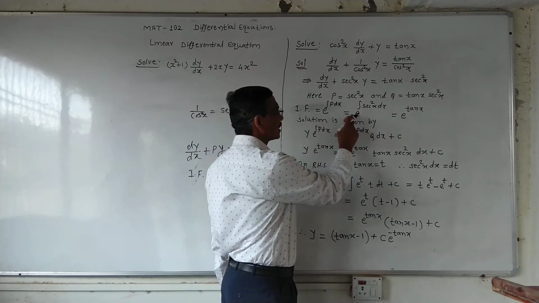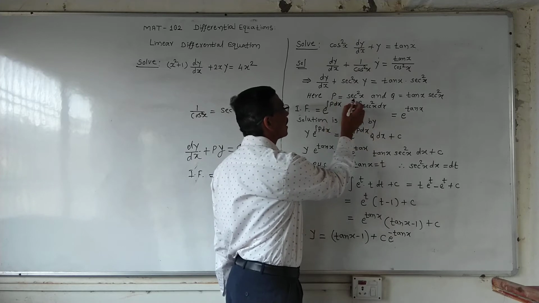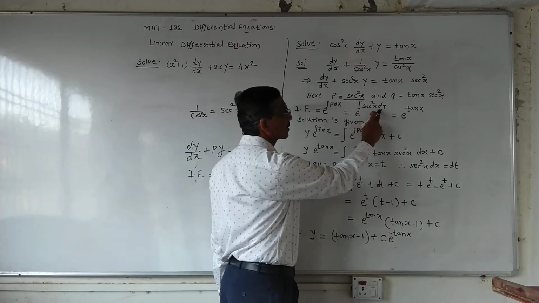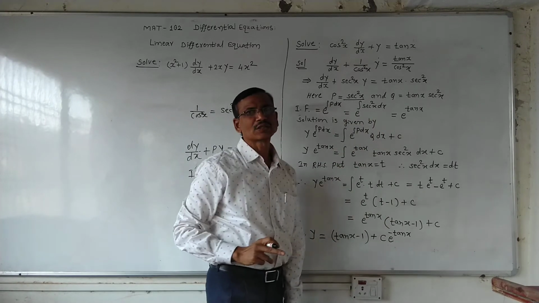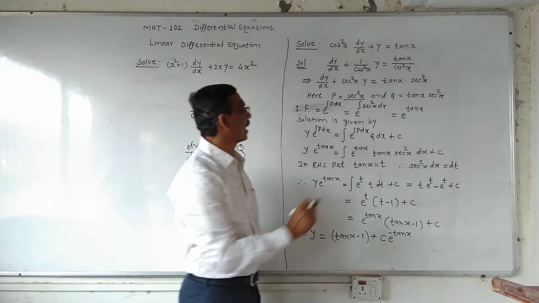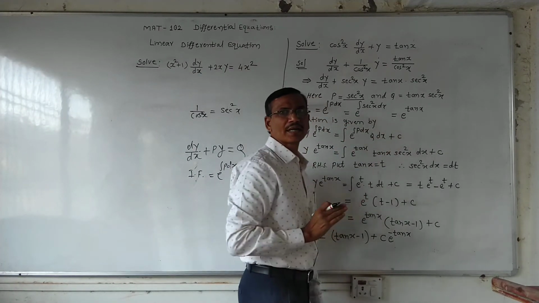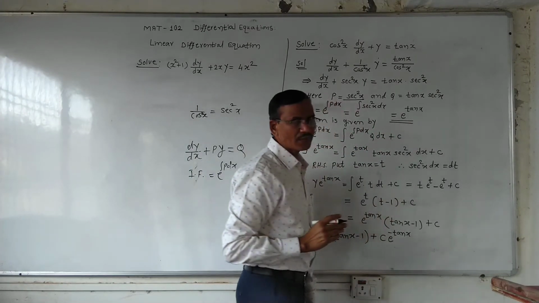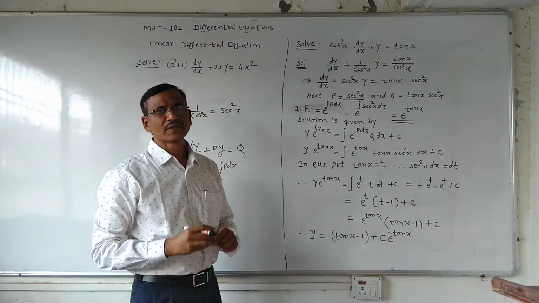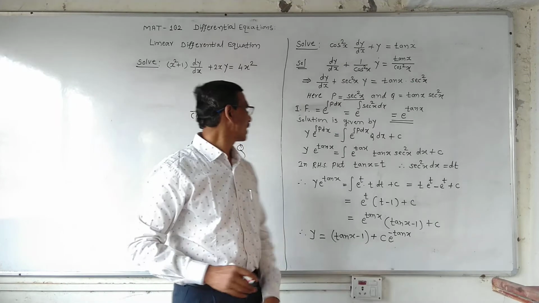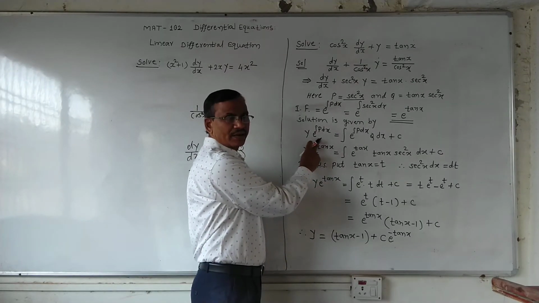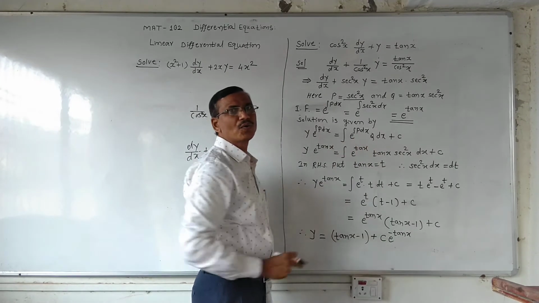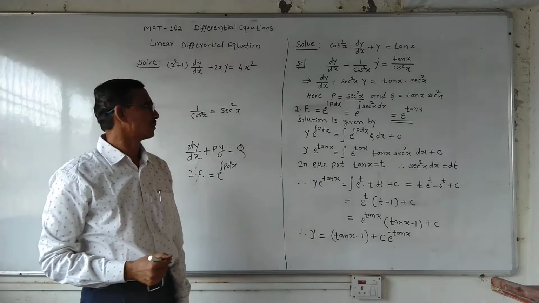Here this is equal to e raised to integration of p, and p is sec square x. That means e raised to integration of sec square x dx. And we know that integration of sec square x is tan x, and therefore this term becomes e raised to tan x. Now this is our integrating factor. Once we know the integrating factor, we shall write the solution, and the solution is given by y into integrating factor is equal to integration of integrating factor into q dx plus constant of integration.